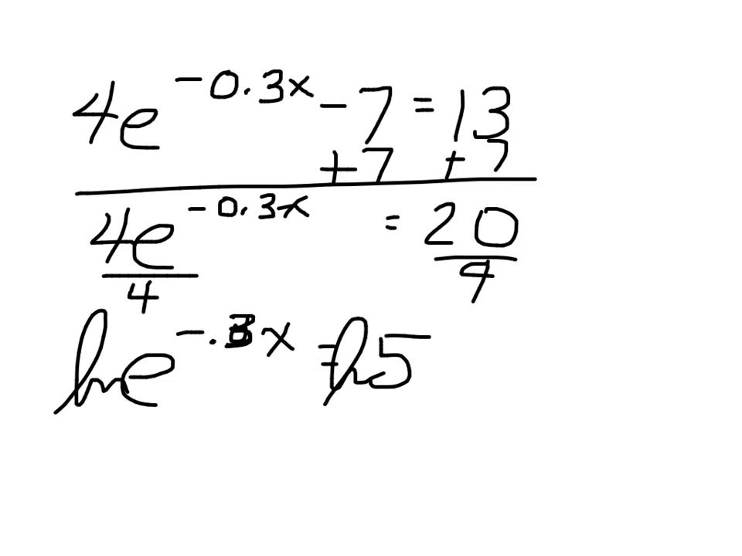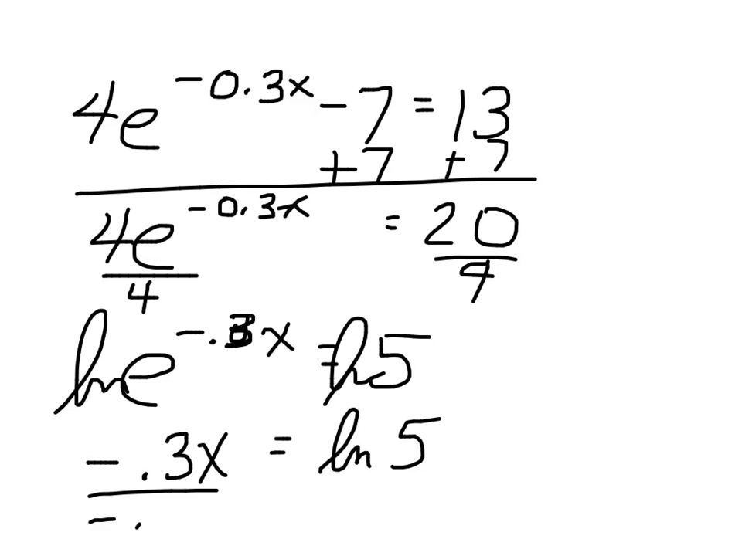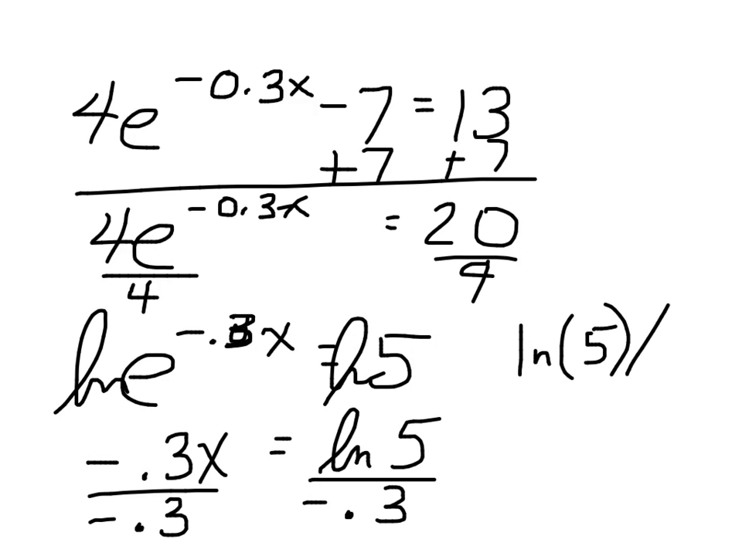What do I get on the left? Negative 0.3x, right? Because that e and the ln cancel out. And what's the other side? ln of 5. Now how do I solve for x? I divide by negative 0.3 because I'm solving for x. And then when I type that in, you'd hit the ln button and it should pop up with a parenthesis. Then you type a 5 and then you close it, then divide it by a negative 0.3. And what number spits out? Negative 5 point what?